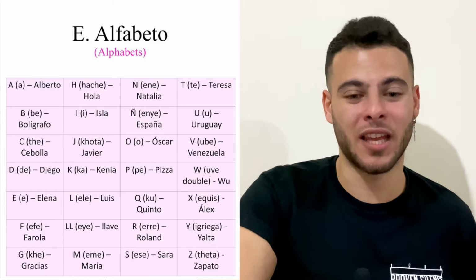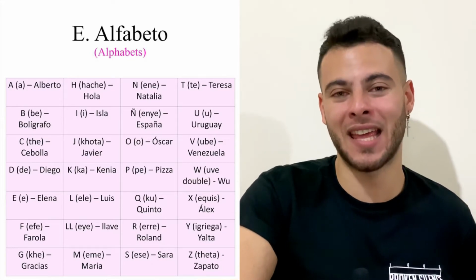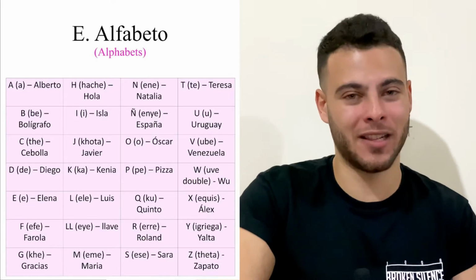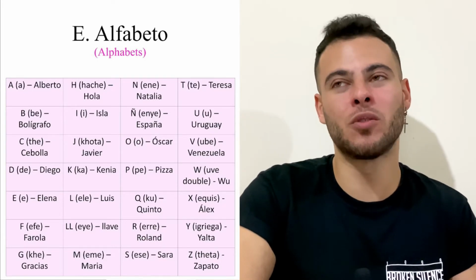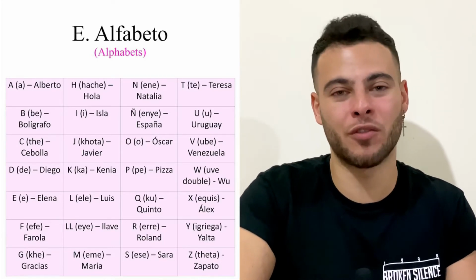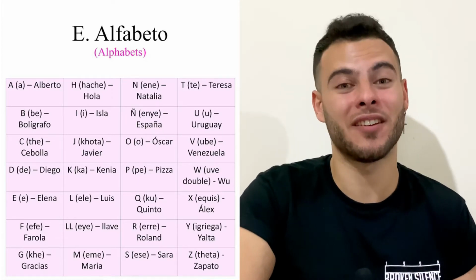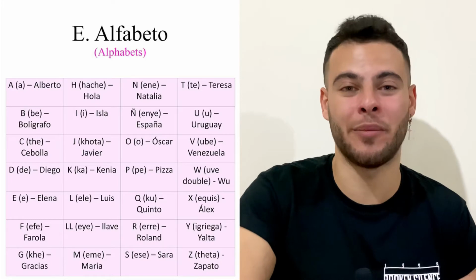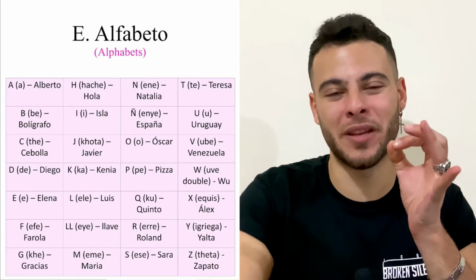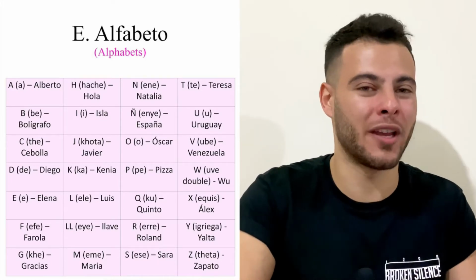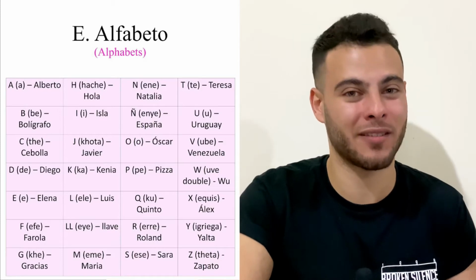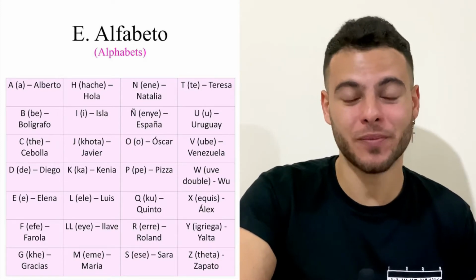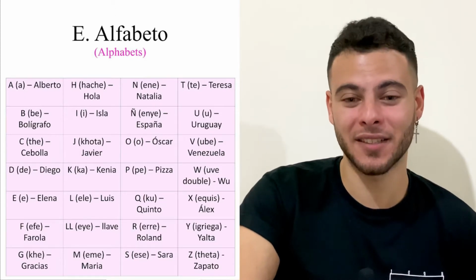K, de Kenya. L, de Luis. The double L, here it's like a total different sound and a total different letter. It's a Y, like the Y in English. So it's llave. But you have to stress it a bit more than the normal Y. So it's not llave, it's llave. Así. M, de María. N, de Natalia.